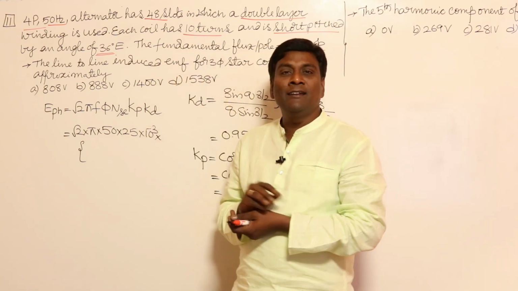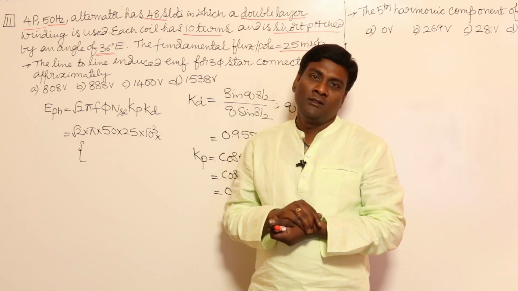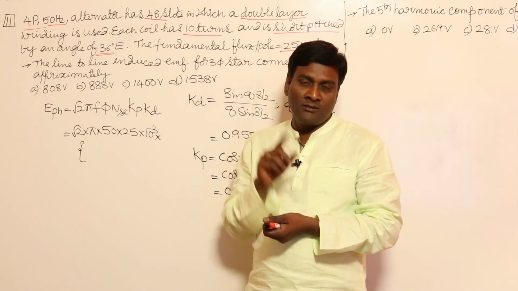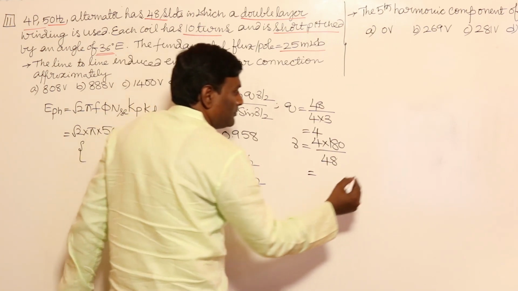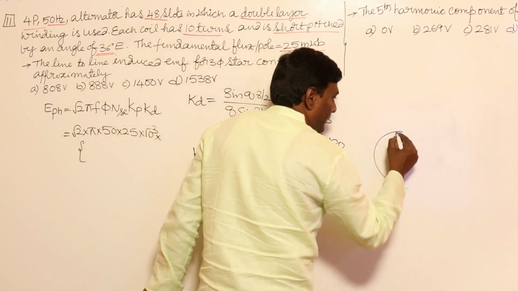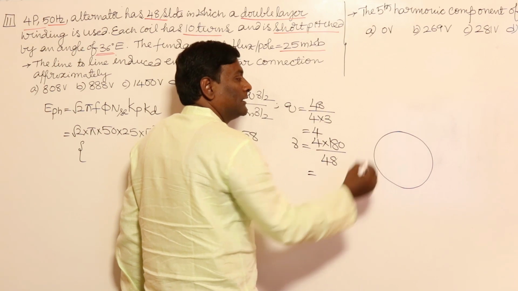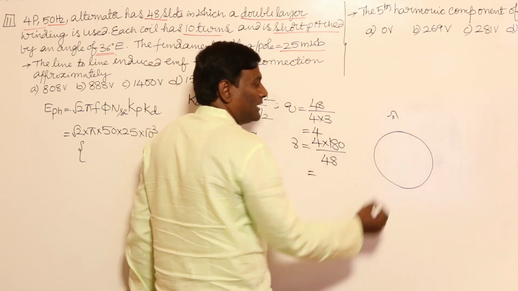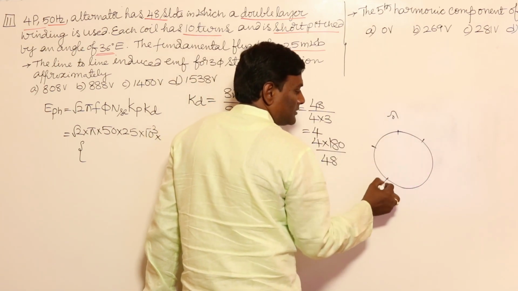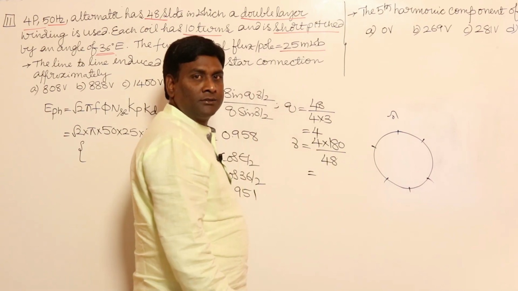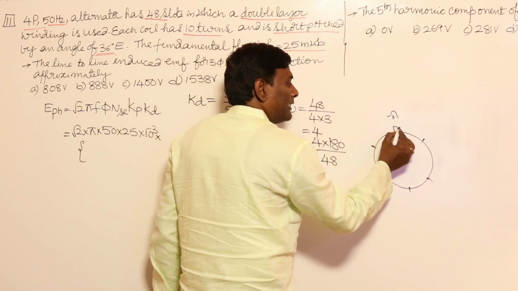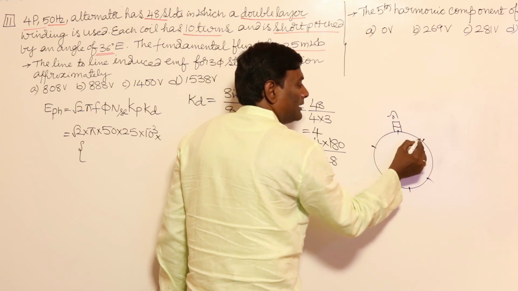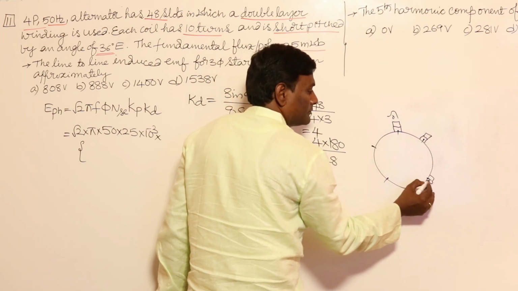Now is this particular 10 turns or conductors? It's going to be conductors only, because let me tell you here, for example, this is going to be the stator. In the stator, for example, these are the slots. In each slot I have a double layer.